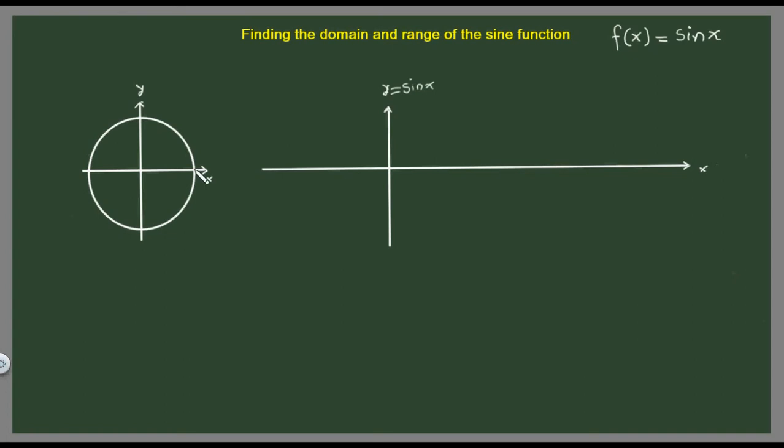Of course, on a unit circle, this point here is 1 and 0. That point there has the coordinate 0 and 1. If we continue going down, this point here will have the coordinate -1 and 0, and the last one here will have the coordinate 0 and -1.